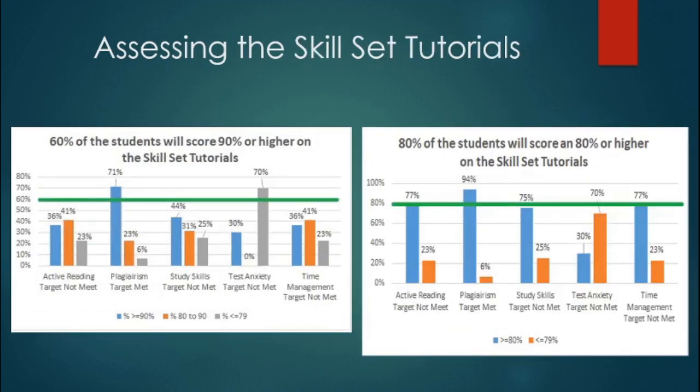Next one is assessing the skill set tutorials. Again, we have the same 2 targets. 60% of the students will score 90% or higher on the skill set tutorials. And unfortunately, only one of them met that, and that was the plagiarism tutorial. By the way, of those 5 tutorials, Lee College created the active reading one and the plagiarism one. I got the other 3 from the University of Louisiana, Lafayette.